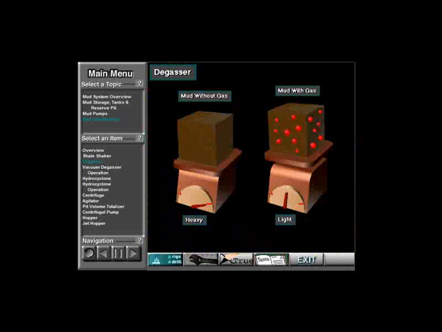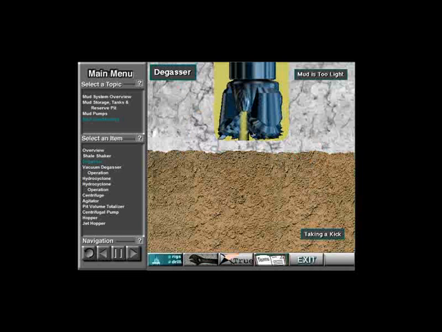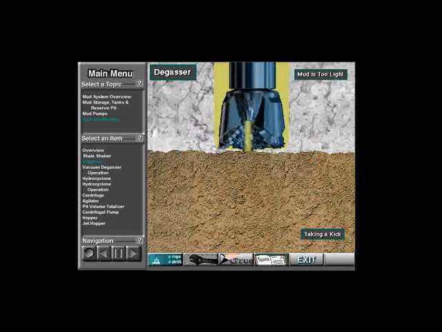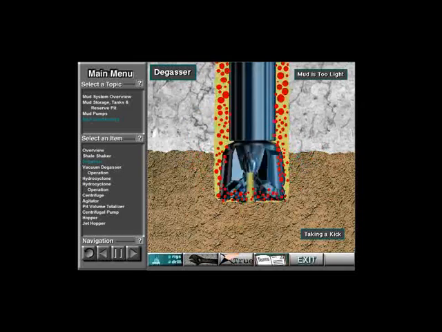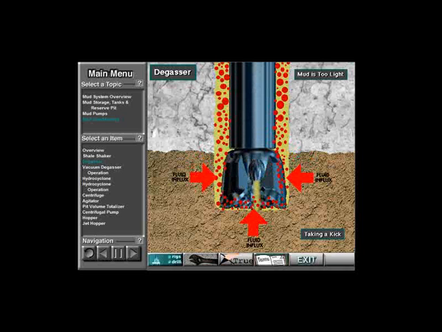If the gas were not removed, it could make the mud too light, not dense enough. As a result, the well could kick. Formation fluids can enter the well bore and have to be controlled to prevent a blowout.